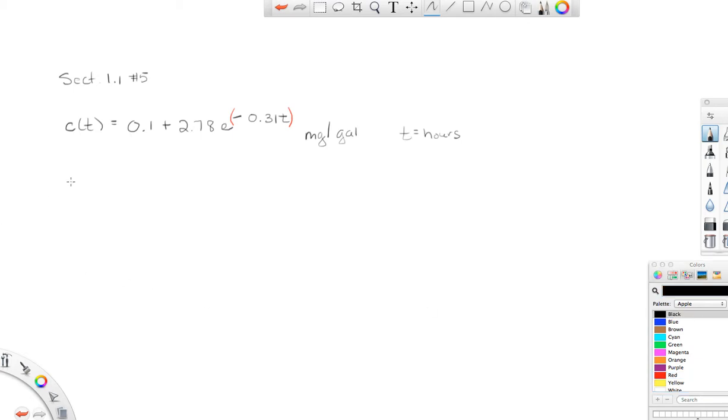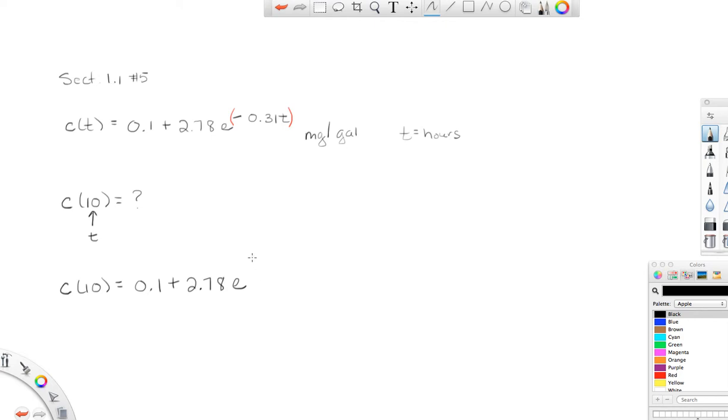So let's suppose that we want to calculate C of 10. This means to find, so C of T represents the concentration of chlorine. So C of 10 means to find the concentration of chlorine after 10 hours. So this 10 here, that represents our T. So let's go ahead and write this in functional notation, and then I'll show you how to put it into your calculator. So we're going to evaluate this function when T is 10.